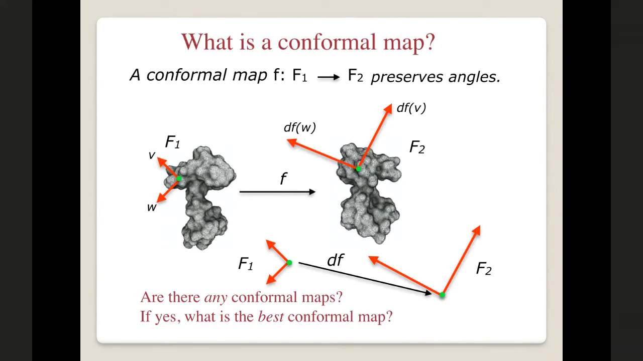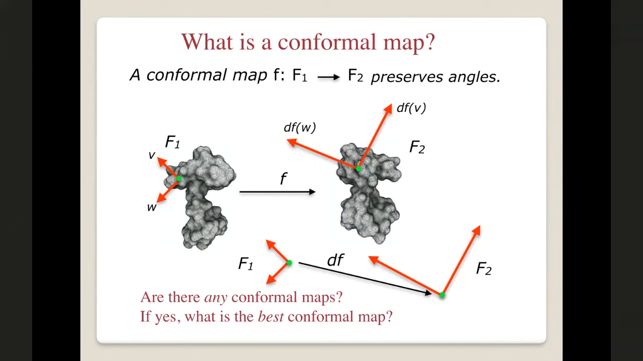It can stretch things. It can stretch distances. But it stretches them uniformly at every point. So the metric just blows up by some factor at each point. So if you look at two vectors, v and w, which are at some angle in surface F1, then those two will maybe be stretched in F2. Their images under this diffeomorphism will maybe be stretched or compressed, but the angle between them will be preserved, and they'll be stretched or compressed by the same factor.